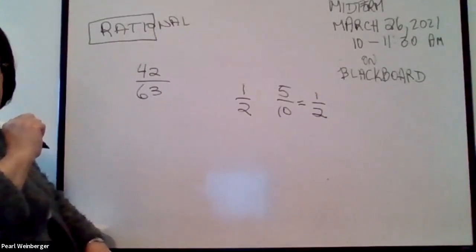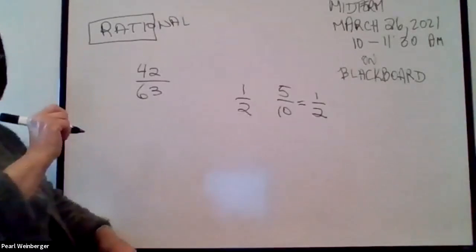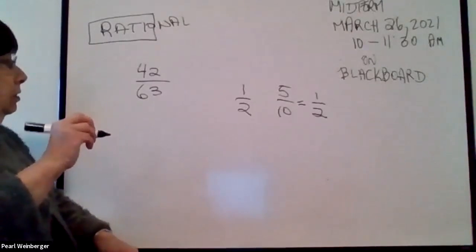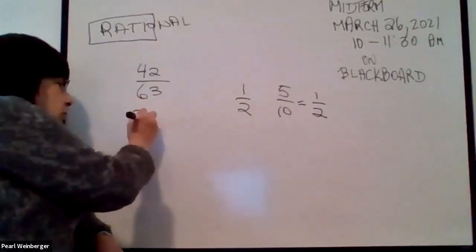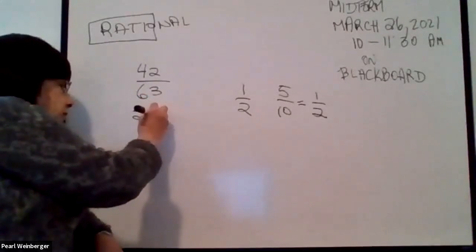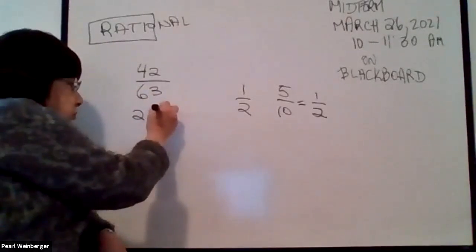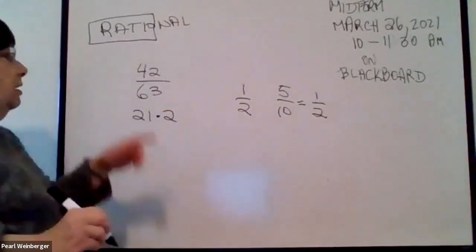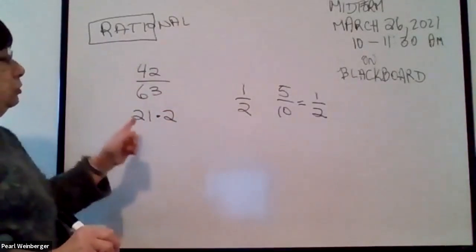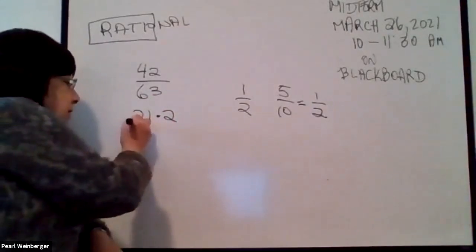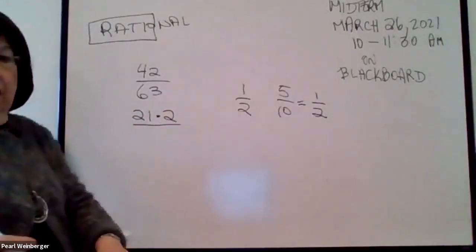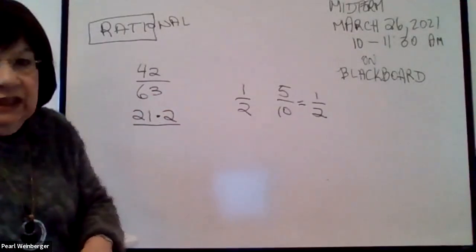Anybody? 21 times 2. 21 and 2, that's one way. Oh, you want to do 21 times 2? Okay. There are a number of ways of doing it. She has suggested I break up the 42 into 21 times 2. What about the 63? Can you think of any factors of 63?